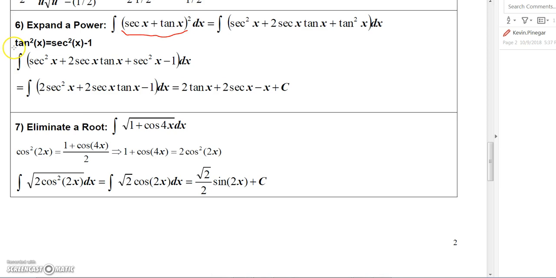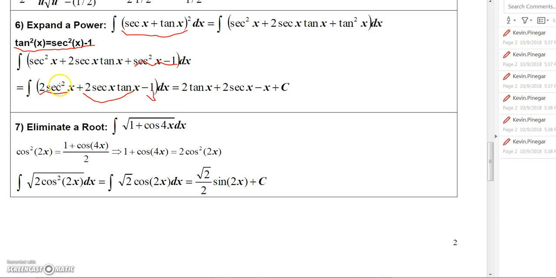And then you can use this identity here that tangent squared x is equal to secant squared x minus 1, and you can replace the tangent squared x with secant squared x minus 1 right here. And then you can combine secant squared x and secant squared x and get 2 secant squared x, and then you have the middle term 2 secant x tangent x, and then you still have the minus 1.